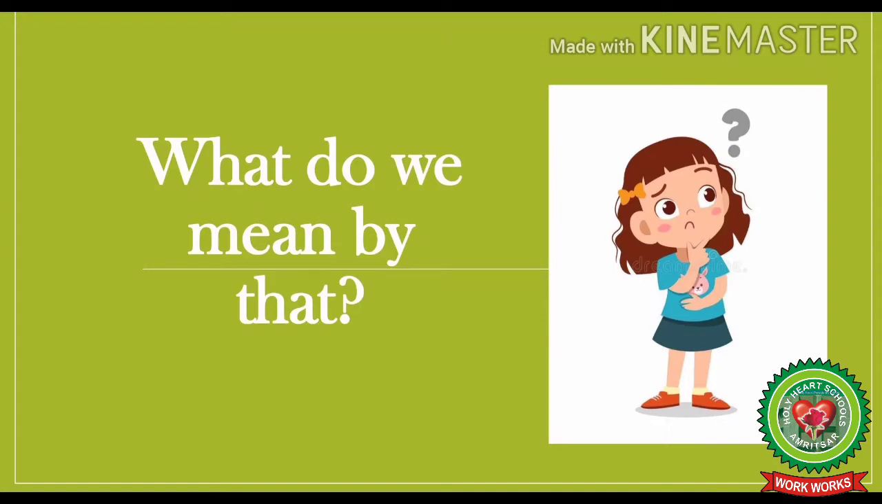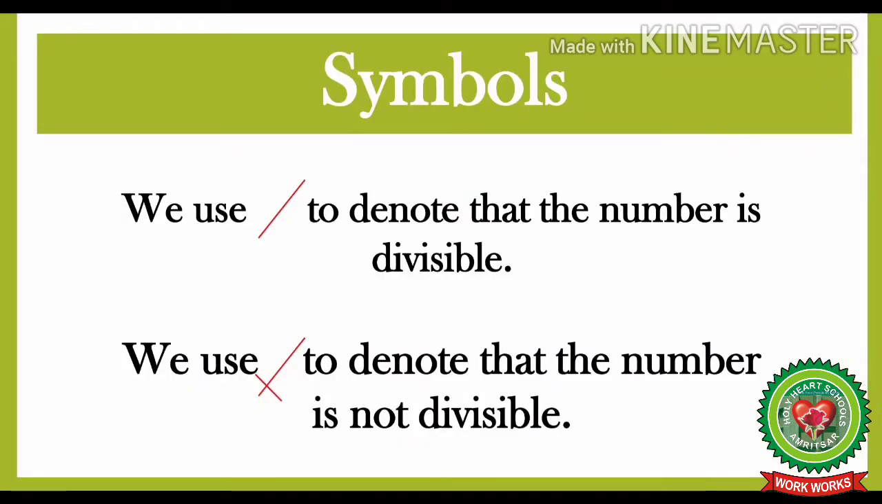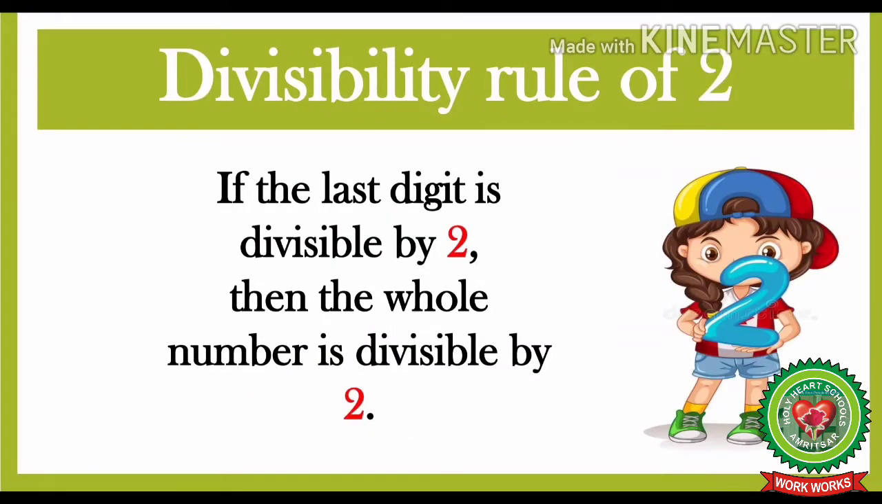Let us see how. Before beginning with that, you must know two things. We use this symbol to denote that the number is divisible, and we use this symbol to denote that the number is not divisible. Now let us discuss the divisibility rule of 2. If the last digit is divisible by 2, then the whole number is divisible by 2.